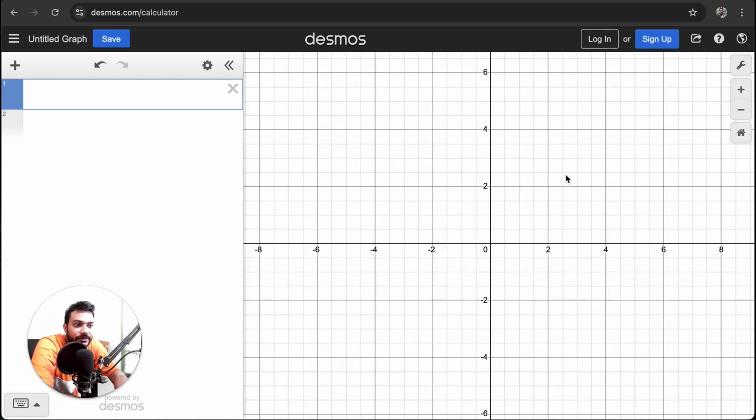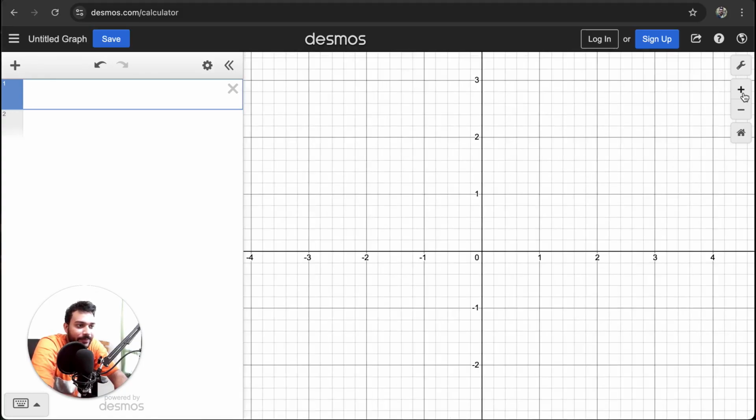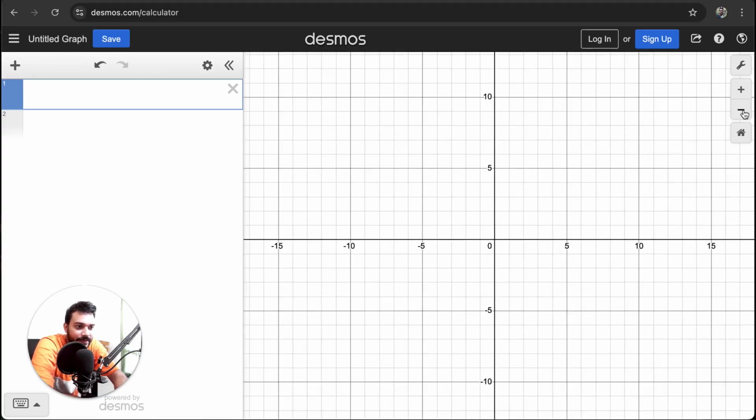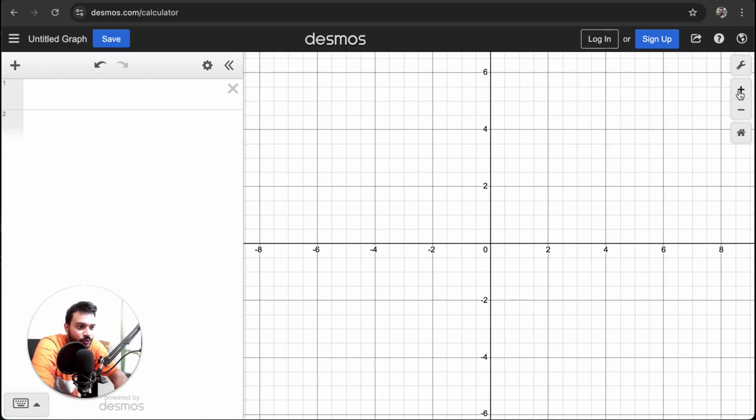The grid can be zoomed in or zoomed out by the plus and minus icons. Okay, so I've zoomed out right now, and right now the scale is 1 unit per block, per square block. It's 1 unit. Okay, when I zoom in, it goes to further smaller units.